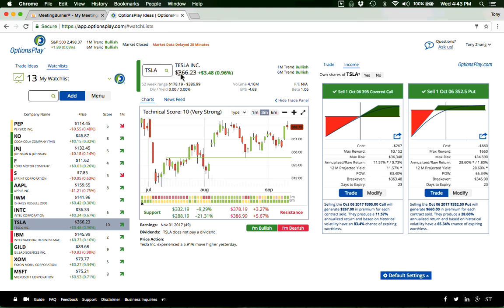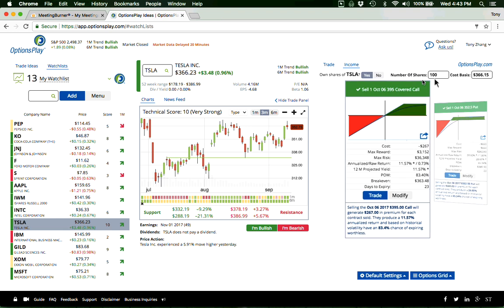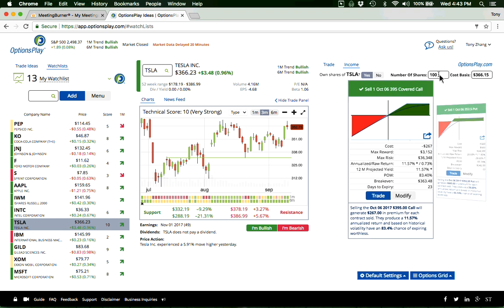So on Tesla, let's say Tesla's trading at 366. Let's say you own 100 shares of Tesla. This is telling you to sell the October 6th 395 covered calls. So again, I don't have to pull up that option chain, go looking for that 30-day call, find the 20 delta call. It already does that work for me, and it brings up all the analytics.